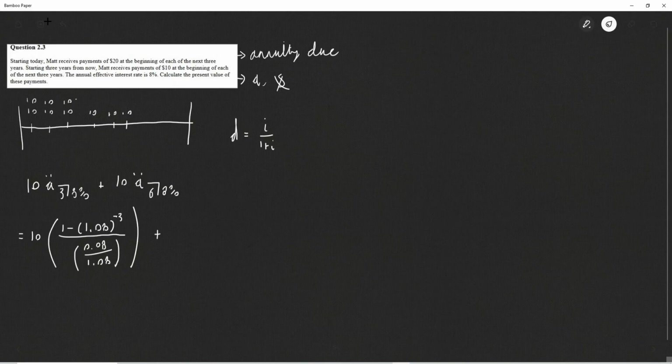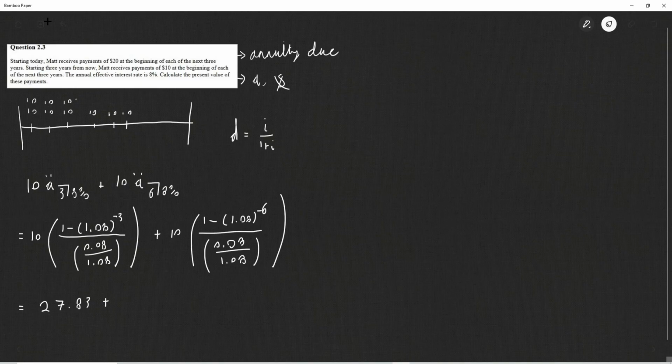And this is going to be added with 10 multiplied by 1 minus 1.08 to the power of negative 6, all divided by, again, our d, which is going to be 0.08 divided by 1.08, which gives us, when you simplify this into a calculator, 27.83 plus 49.93, which gives us our final answer of 77.76.